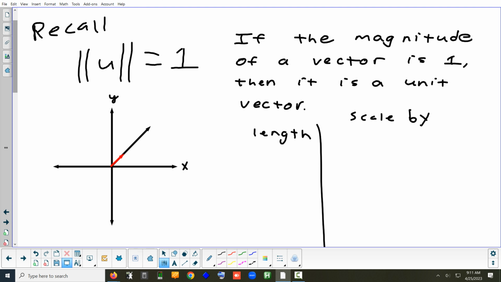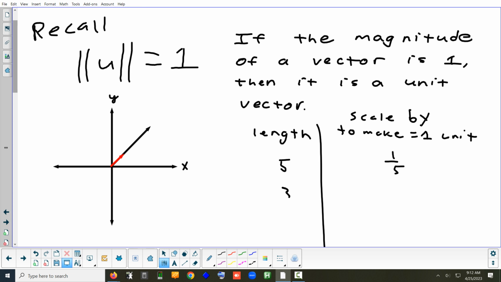And then what I would have to scale that vector by to make it equal to 1 unit. Let's say I had a vector that was 5 units long. What would you scale the vector that's 5 units long by to shrink it down to 1 unit? Yeah? 1/5.